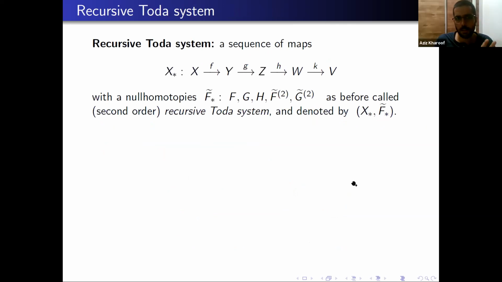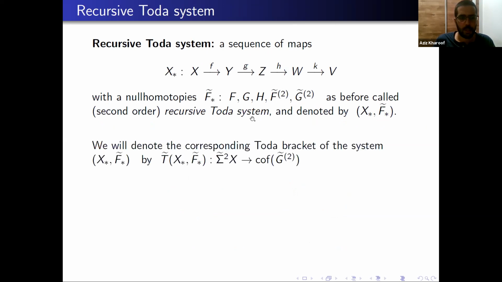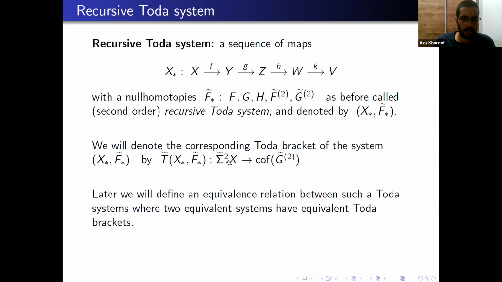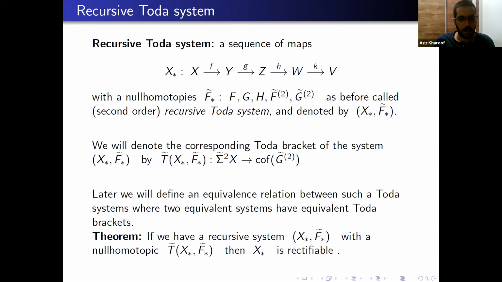So we have this recursive Toda system. I mean, all the null homotopies we need. Okay, so we will use this notation, and later we will define an equivalence relation between Toda systems, which induces equivalent Todas. Okay, yeah, and here is the theorem. We have the theorem for this definition, not for the cubical definition, that if we can choose null homotopies where the Toda is null homotopic, then we can rectify this diagram.